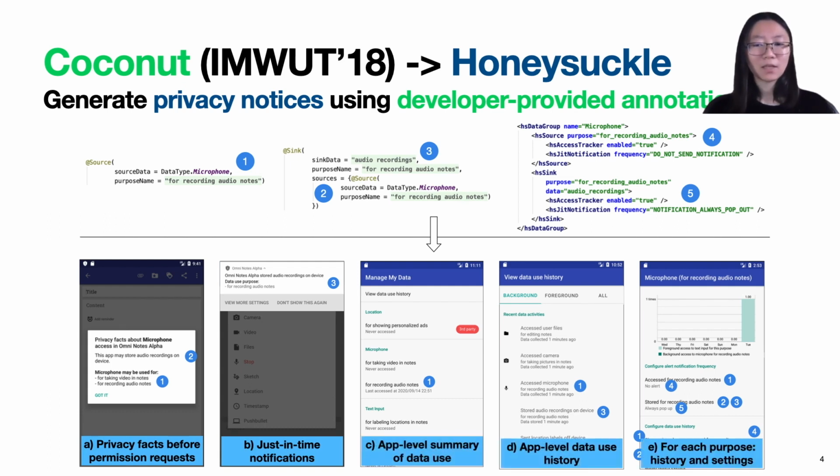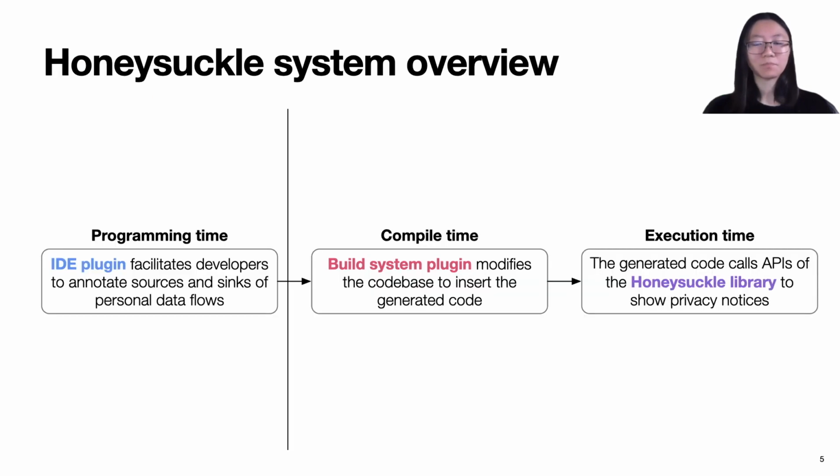This idea is an extension of our earlier work, Coconut, which also leverages privacy annotations to give developers privacy feedback while programming. On a high level, we envision that if developers only need to provide privacy annotations once and obtain multiple benefits based on these annotations, it can make privacy a much easier task for developers.